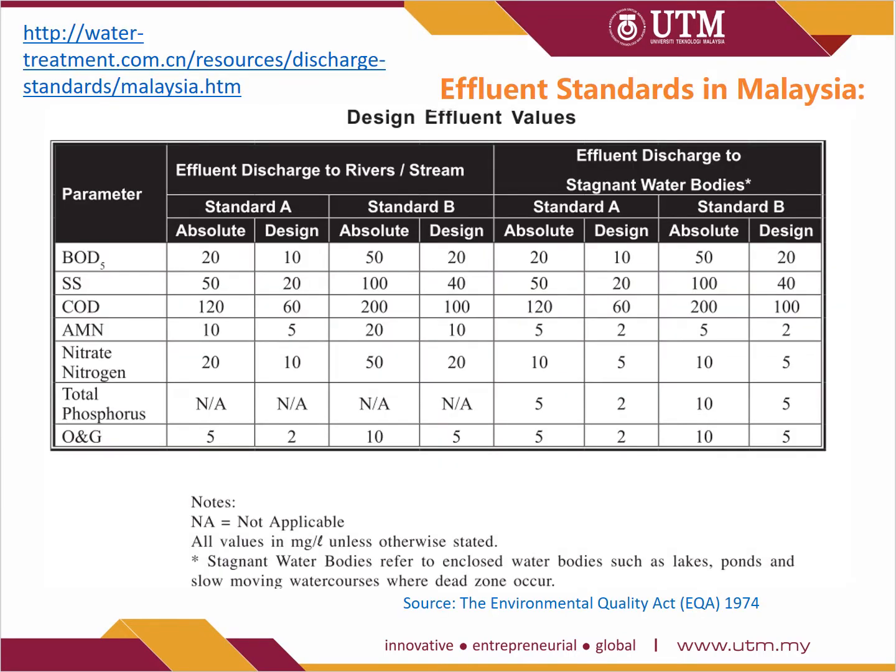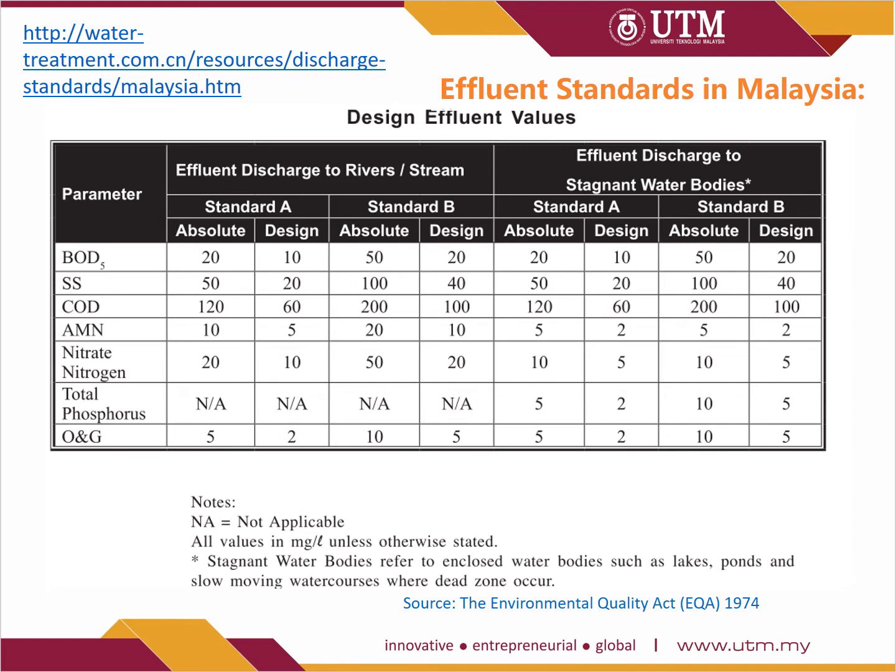So this is the Malaysian standard, governed under the Environmental Quality Act of 1974, showing the values if the water is to be discharged to a river, Standard A or B. When the value is lower, it means that it is more stringent. Usually BOD in front is about a few hundred. We have to clarify it to less than 50 for discharge.